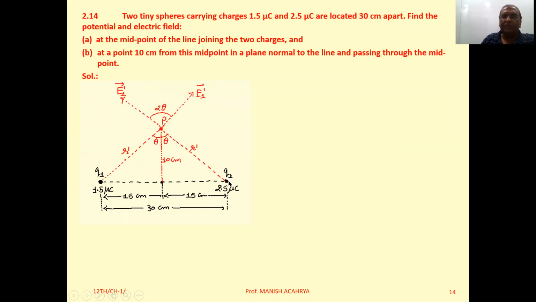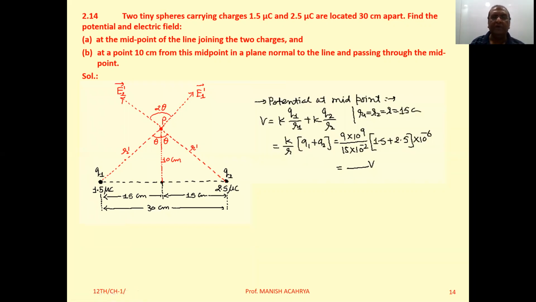Now, first of all, we want to find the potential and electric field at the center of the line joining these two charges. So, potential at the center, that is potential due to charge Q1 plus potential due to charge Q2. So we can write the resultant potential at the point, that is kQ1 upon r1.